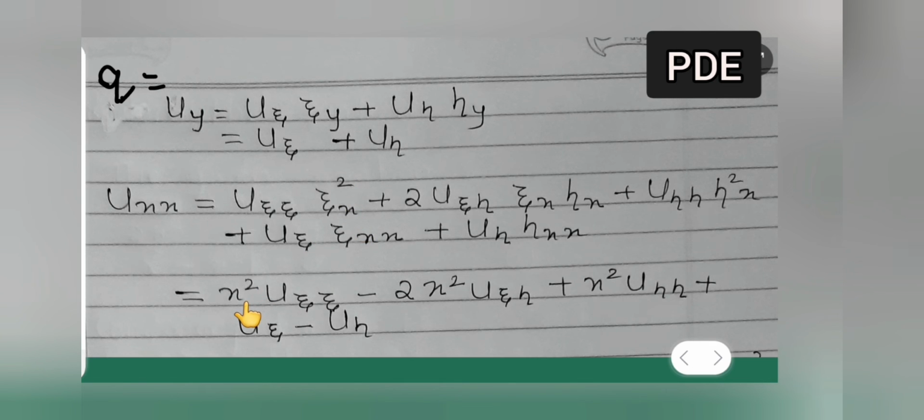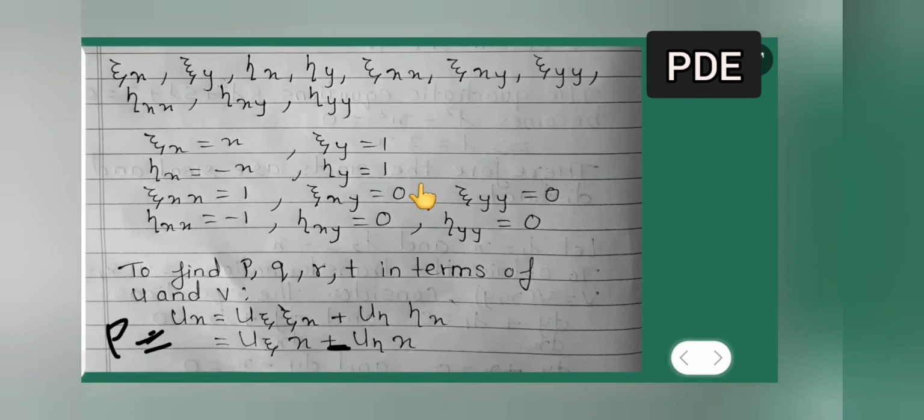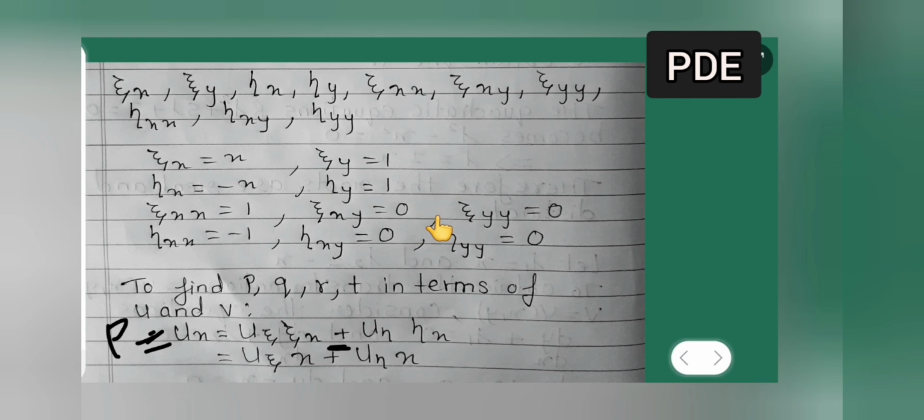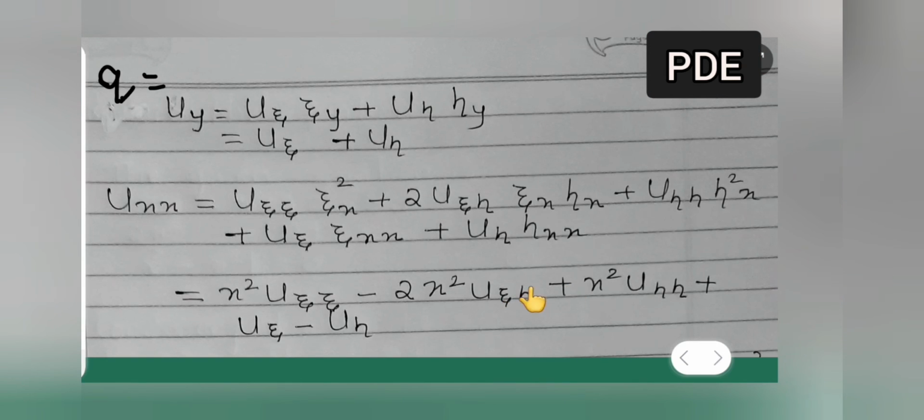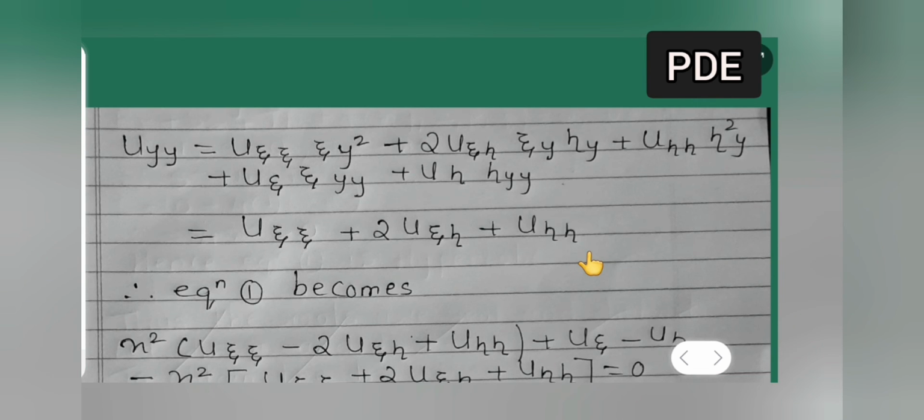Now minus twice the x square u. After plugging all these values, you will get this: minus 2x square u_xieta plus x square u_etaeta plus u_xi minus u_eta. Now next you need to find what is u_yy. It is equal to u_xixi, this is the formula of that. Plug all those values over here, you will get this.